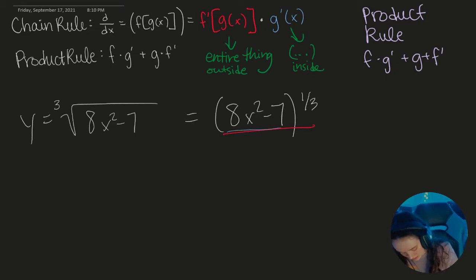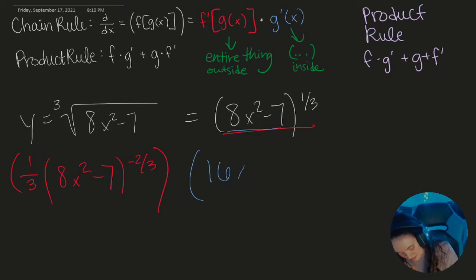So first we do 1/3 times 8x squared minus 7, and then 1/3 minus 3/3. 1 minus 3 is -2. So that's our first one. That's the derivative of the whole thing. And then we have to multiply it times the derivative of the inside, which is 16x. Okay?